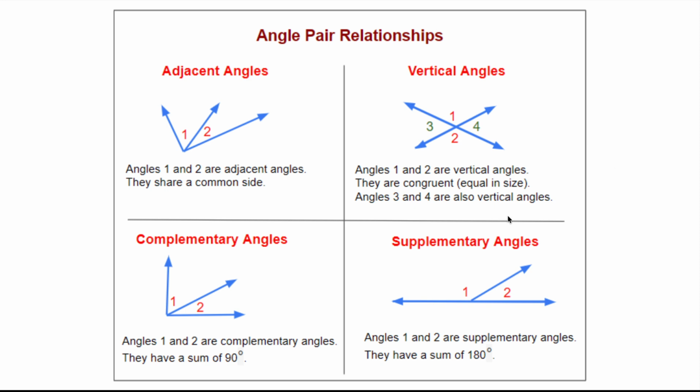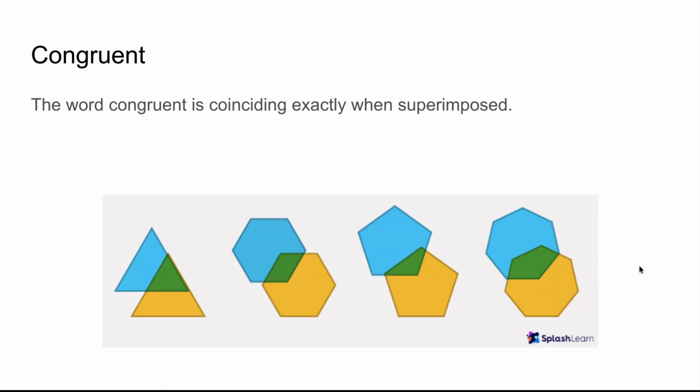Okay, and then we also want to talk about adjacent angles, which are next to each other. We already talked about that. They're sharing a common ray side. We have vertical angles, which are across from each other and always going to be congruent. We already talked about complementary angles, which add to 90, and supplementary, which add to 180, but just to be sure, we're going to say it again.